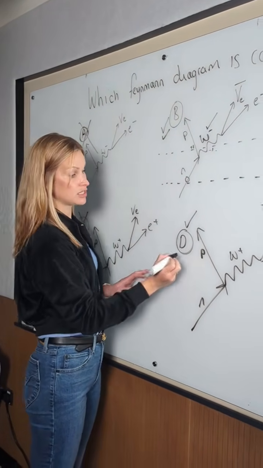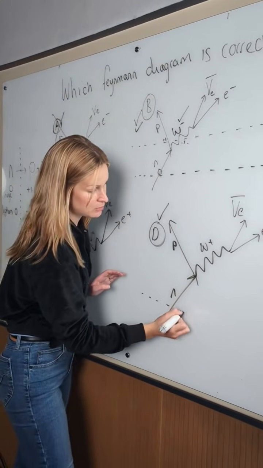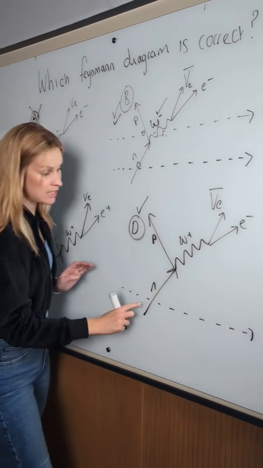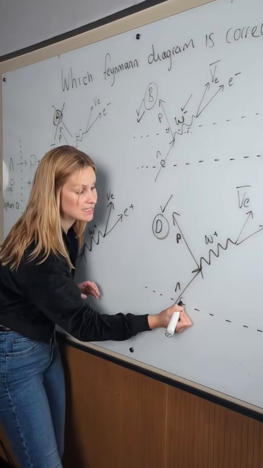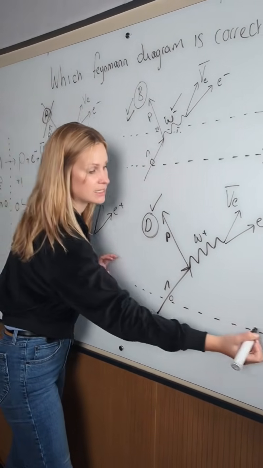But just to make sure, let's check D out. If I do D, I do my timestamp across here. The only particle I passed through was the neutron, and the charge of a neutron is 0. So the charge of that line is 0.